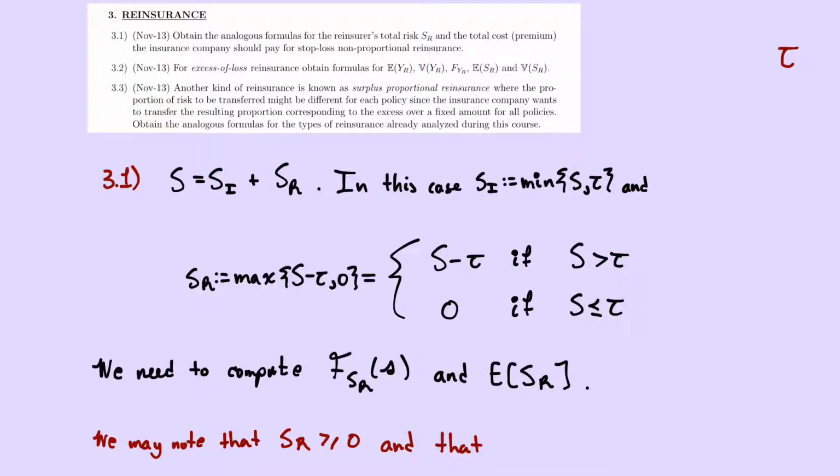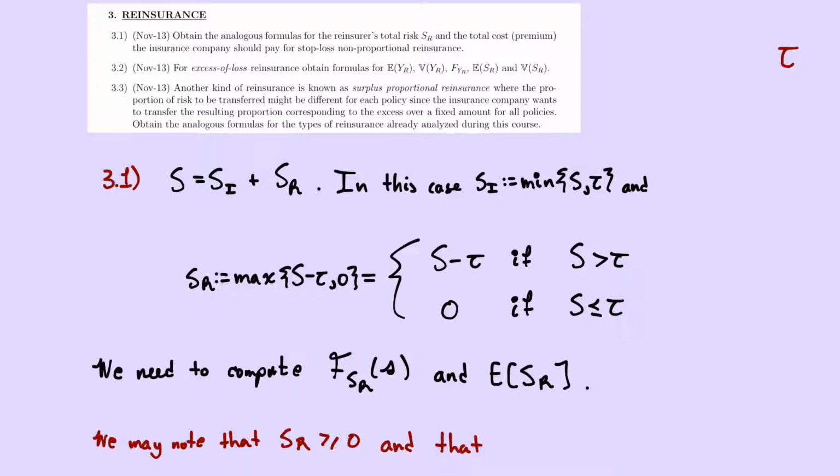But we will first check out the 3.1. It's about reinsurance, and the exercise asks us to obtain the analogous formulas for the reinsurer total risk SR and the total cost the insurance company should pay for stop loss non-proportional reinsurance. Okay, by the total cost, it is the premium that the insurance company has to pay to the reinsurance company. So we will see how to compute this. It's not very difficult. It's tricky, but it's not really hard.